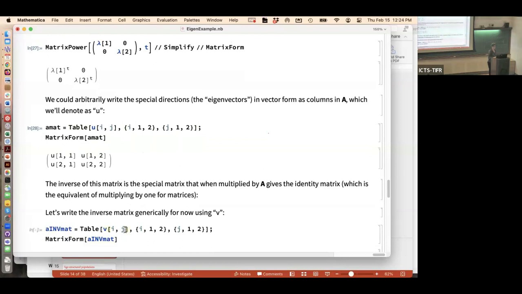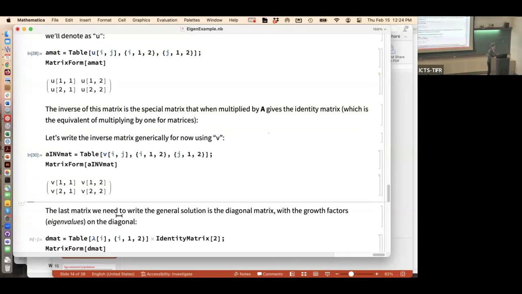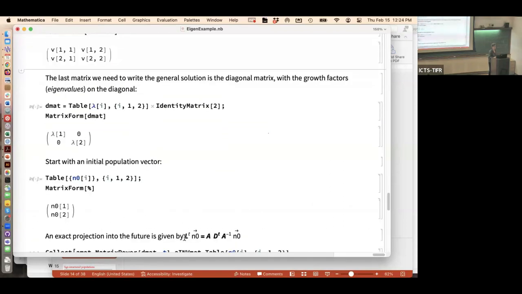The inverse of this matrix, I can call it something else. I'm just going to call it V. And I have to choose these Vs so that when I multiply it by A, the whole thing gives me the identity matrix. So A, I can choose in any arbitrary way, but then once its size is determined, the size of the inverse is determined. Oh man, we've got this diagonal matrix. So the point is, no matter what those eigenvectors and eigenvalues are, we can solve the system into the future, either using the original matrix, which will be hard, or using this new trick, which will be easier.